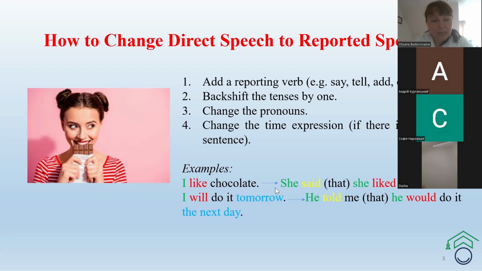Let's have a look at sentence number 2. I will do it tomorrow. Here we have a time expression, tomorrow. He told me that he would. We change will to would. He would do it the next day or the following day. So four basic rules. Add a reporting verb, backshift the tense, change the pronoun, and change the time expression.